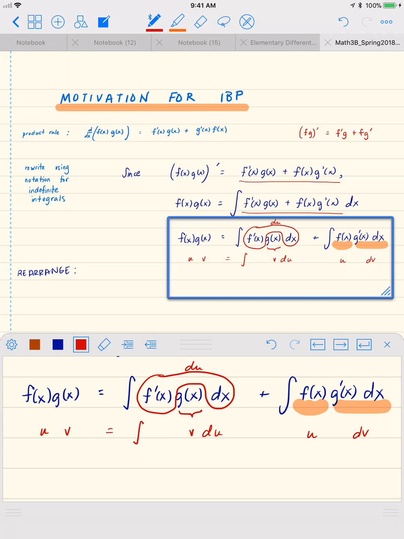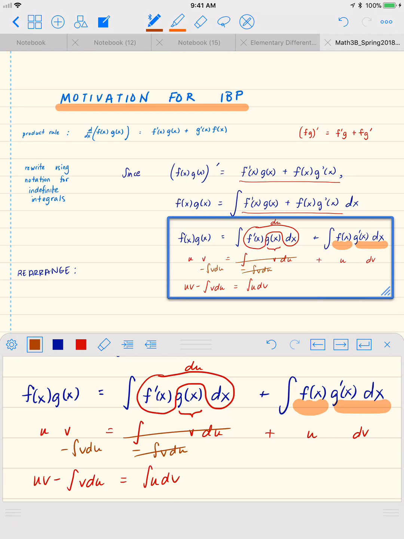So if we rearrange, then we would have that the integral of u dv is equal to uv minus the integral of v du. And what did I do? I just subtracted the integral of v du from both sides. Okay, so then that cancels out with that. And that's what we're left with.